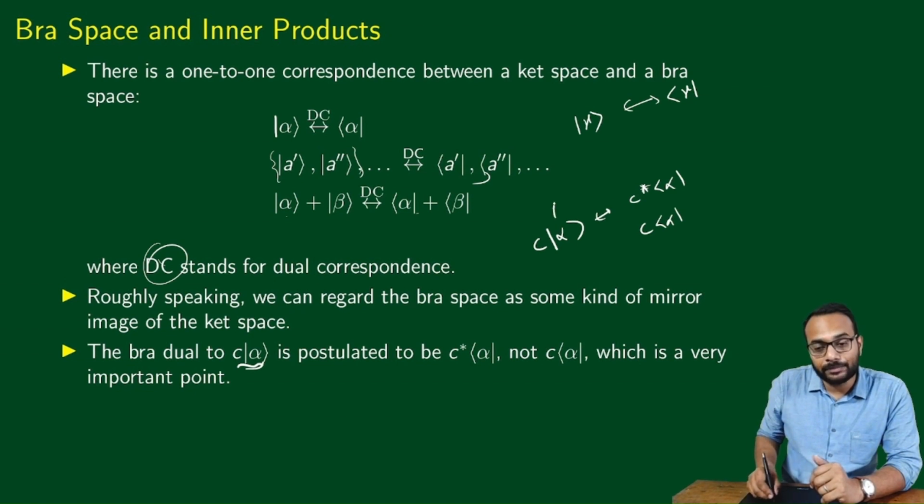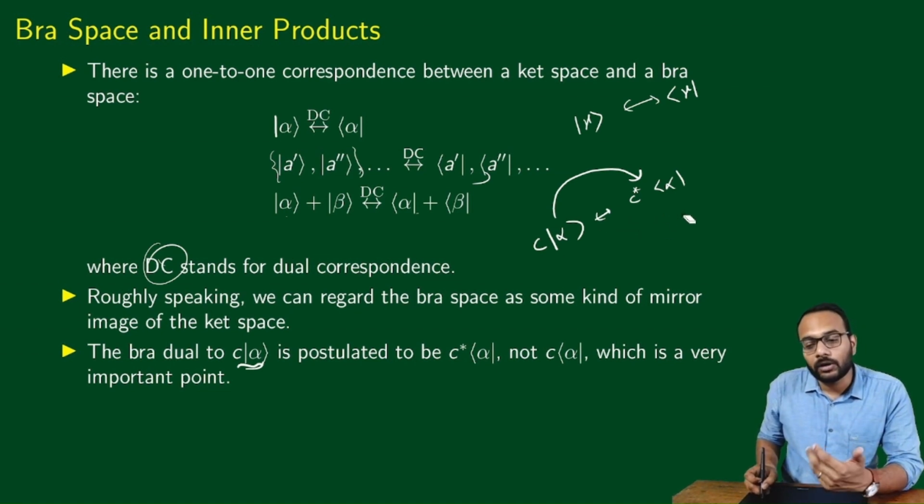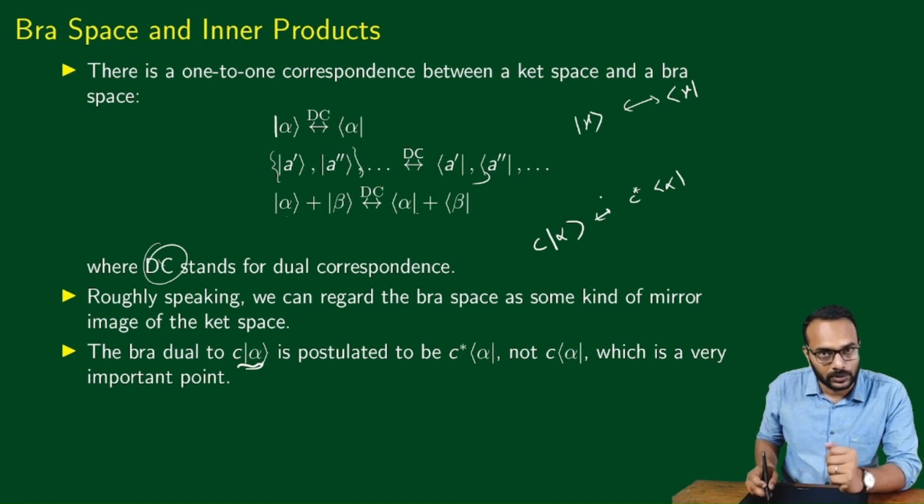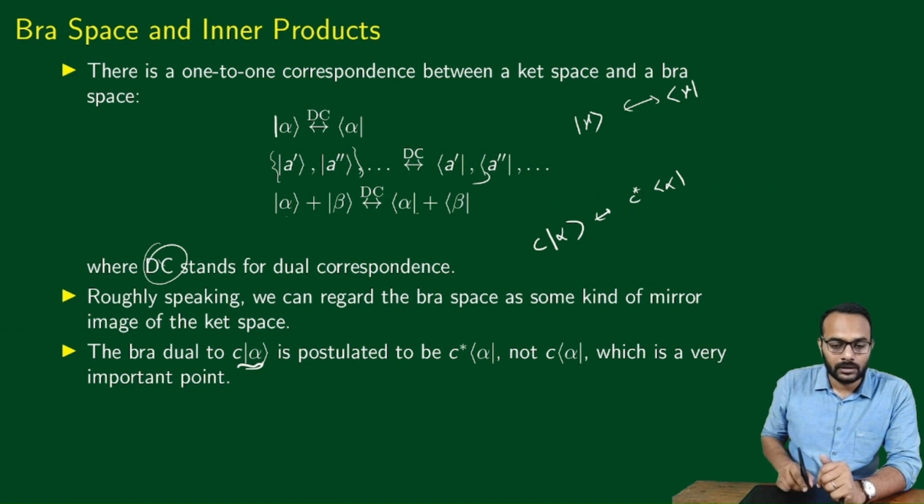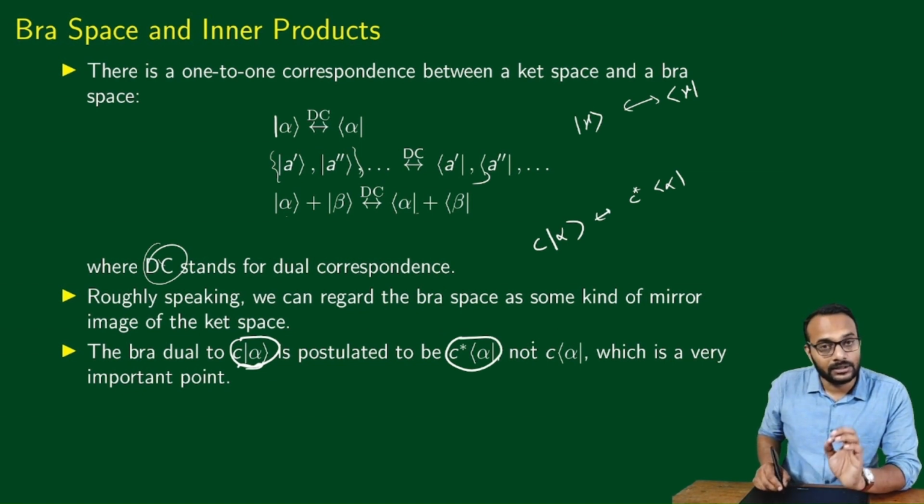So when you go from a space of kets to a space of bras, the numbers will pick up an extra complex conjugation, right? This is how we define our bra space. Now, in our context of quantum mechanics, the reason for this definition will become clear soon. So the bra dual to C alpha is postulated to be C star bra alpha, not C bra alpha. Okay, this is very important.